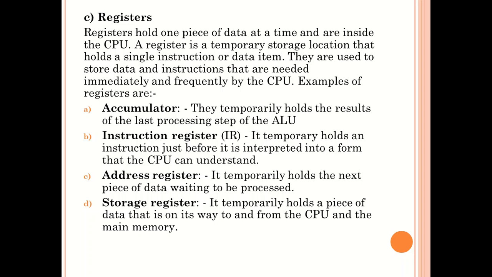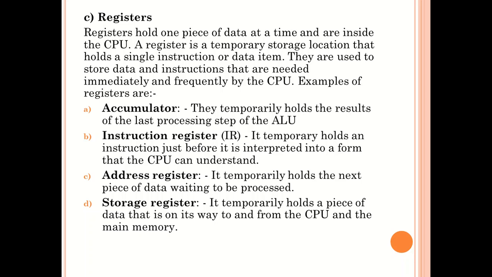Now the other component that makes up the CPU is the register. A register holds one piece of data at a time and is used in the CPU. A register is a temporary storage location that holds a single instruction or data item. We have said that in order to reduce the wait time in our CPU, we need a temporary storage location, and that is the register. It holds the data temporarily while it waits to be executed.